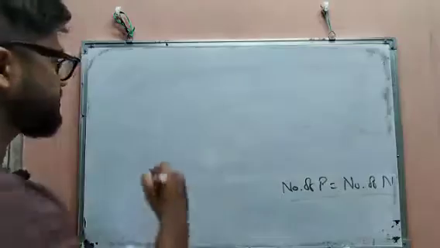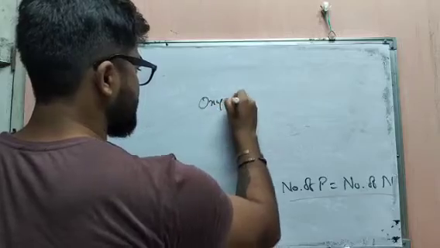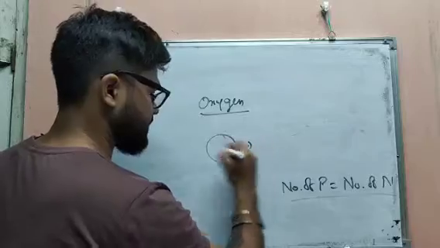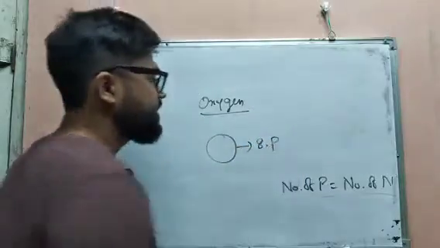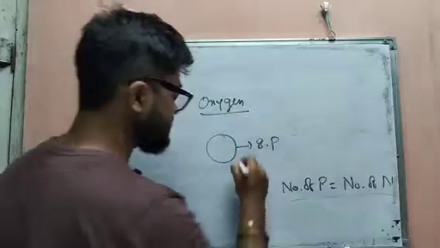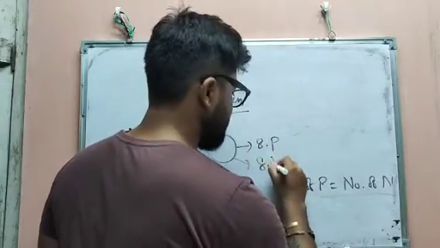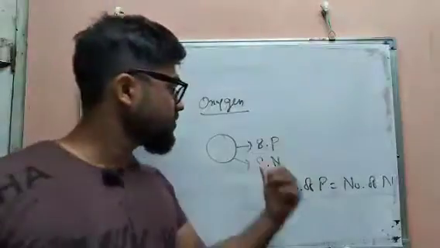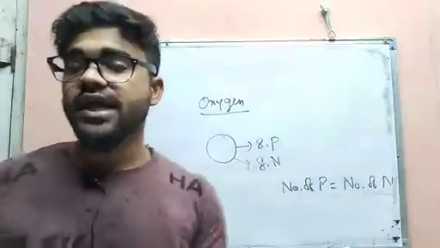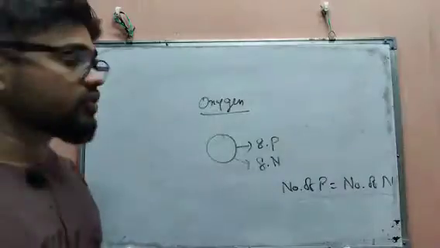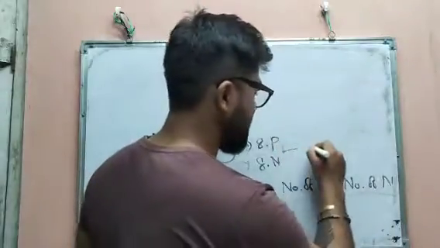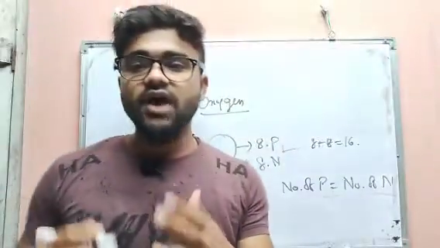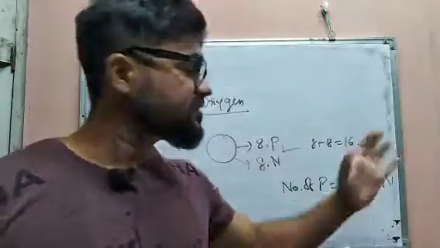consider oxygen. Oxygen has 8 protons and also 8 neutrons. We are not considering the electron mass because it is very negligible. So oxygen has 8 protons and 8 neutrons. Then the oxygen atomic mass will be the sum of these: 8 plus 8 equals 16.